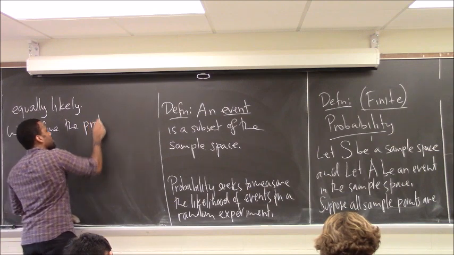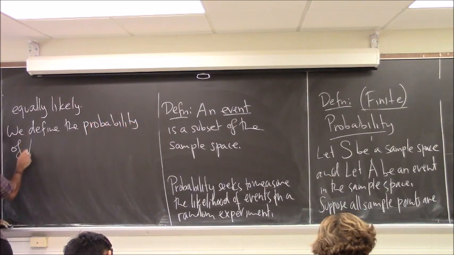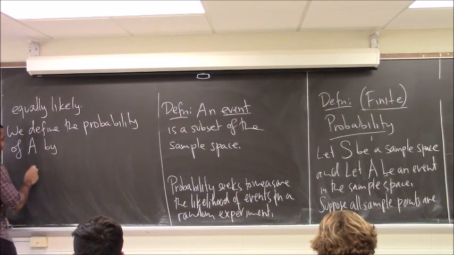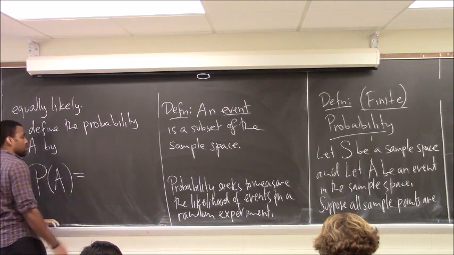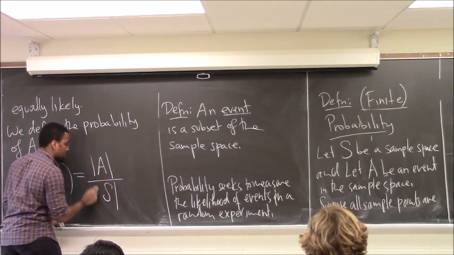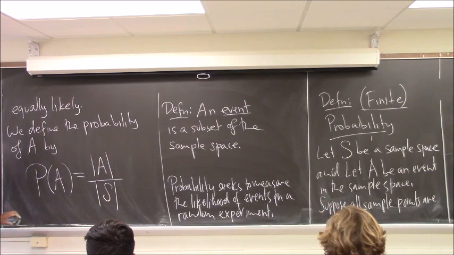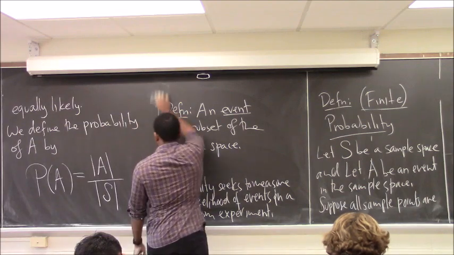We define the probability of A by this: P of A is given by the size of the set A divided by the size of the set S. This ratio is called the probability of the event.